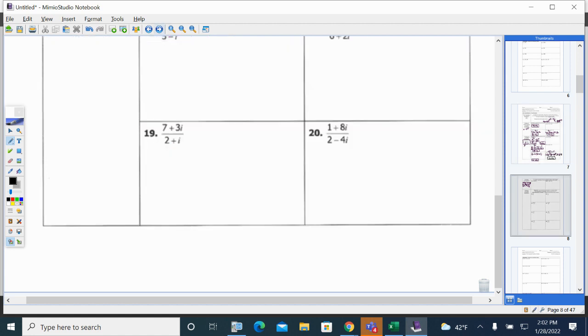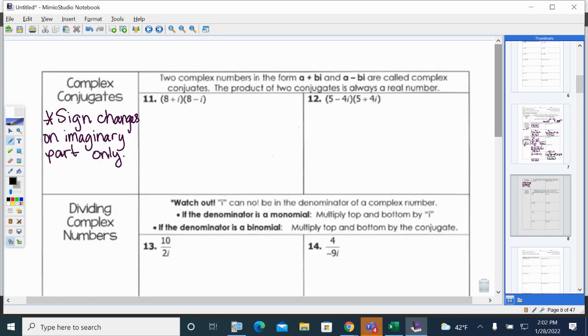Moving right along to complex conjugates. So in the notes here, it tells you that 2 complex numbers in the form a plus bi and a minus bi are called complex conjugates. So this is vocabulary that you need to be familiar with. The product of 2 conjugates is always going to be a real number. So what happens here is that the i's go away every single time. But you have to be multiplying complex conjugates.